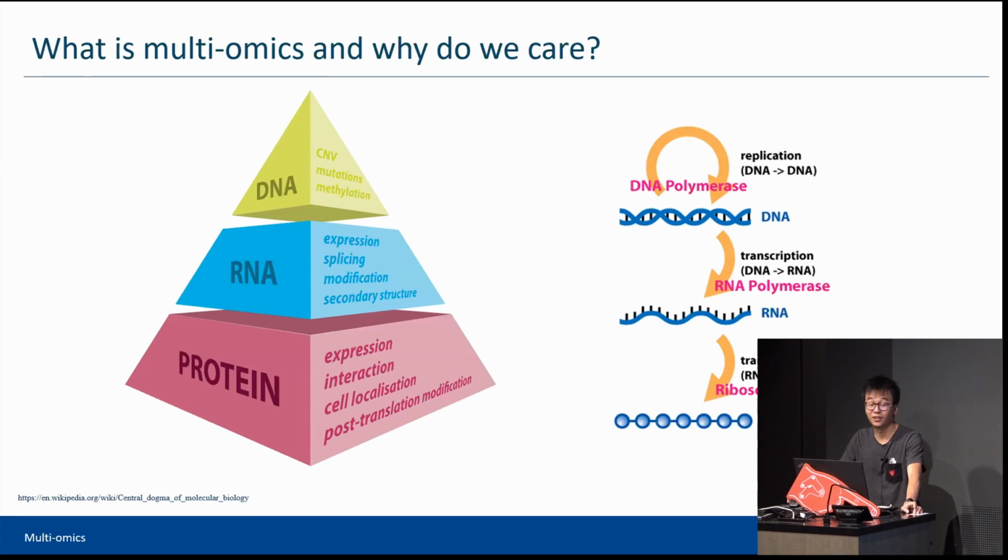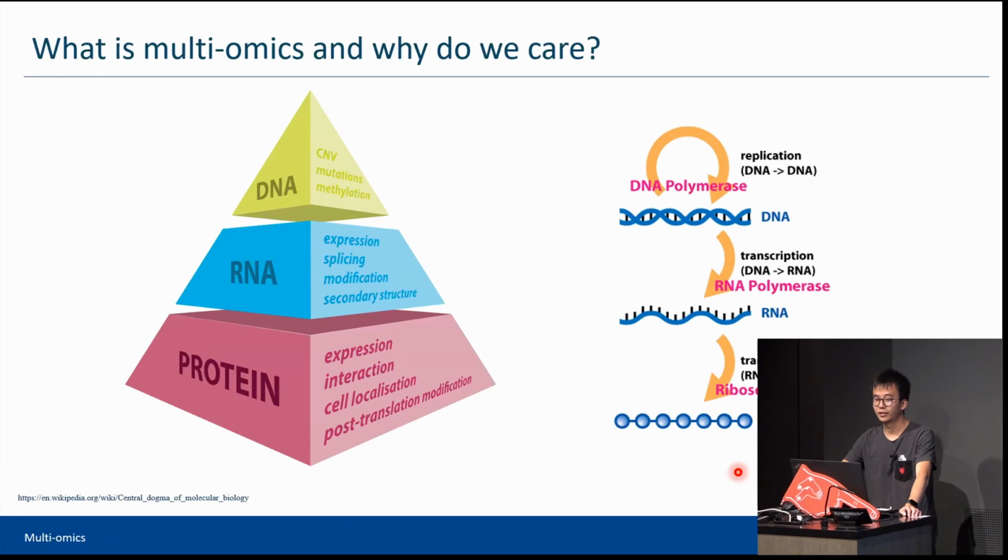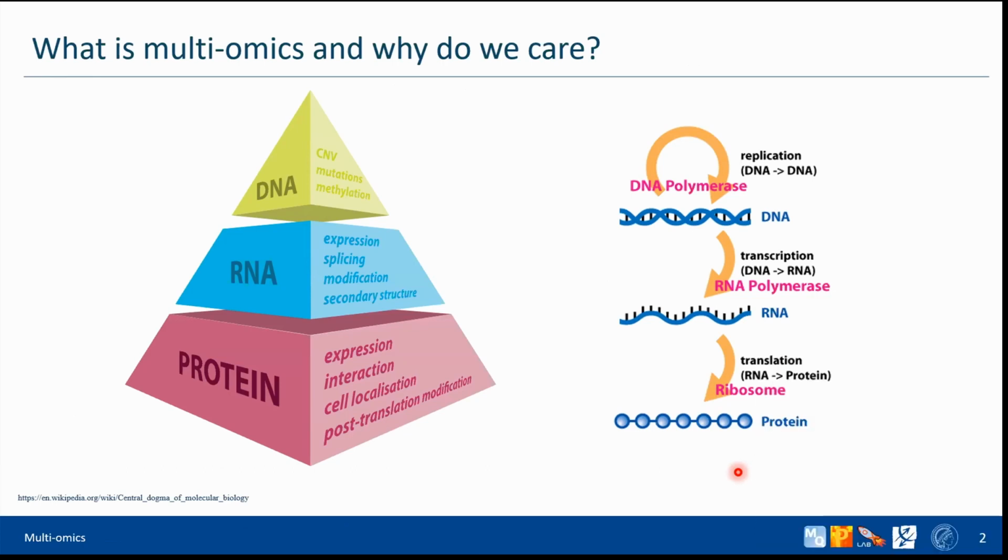So basically, this is the central dogma of molecular biology. In our cells, the DNA gets transcribed to RNA, and they're translated into proteins. And this is something we all learned during our high school. The information has been converted at different omics levels.